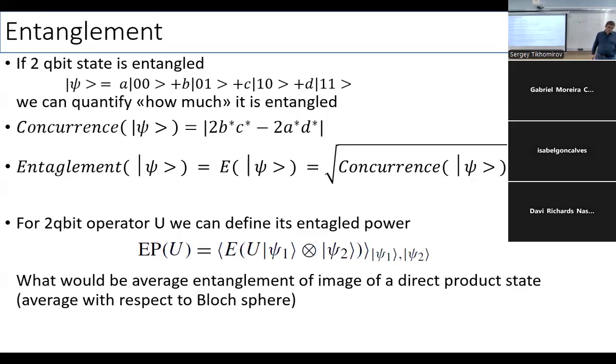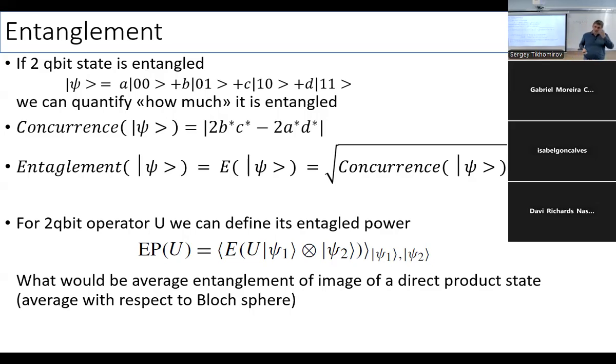And what I want to do now is understand which gates are able to create a lot of entanglement and which gates are not really able to create entanglement. For example, if we apply a 1-qubit gate, it never creates entanglement.